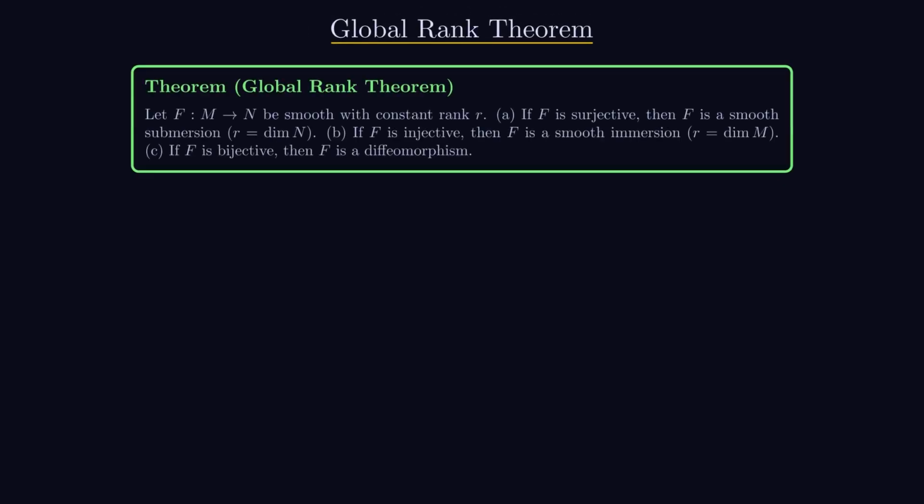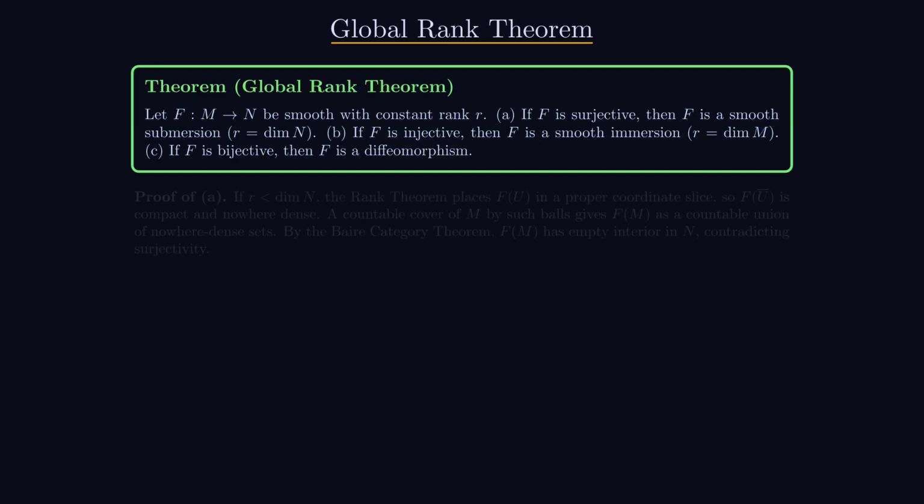The global rank theorem converts topological assumptions about f, surjectivity, injectivity, or bijectivity into differential conclusions about its rank. The theorem says that for a smooth map of constant rank, these topological properties force the rank to be maximal in the appropriate sense. For part A, suppose the constant rank R is strictly less than the dimension of N. By the rank theorem, around any point P, there are charts in which the image of a coordinate ball around P lies in the coordinate slice where the last n-r coordinates are 0. This slice is a closed proper subset of the codomain chart.